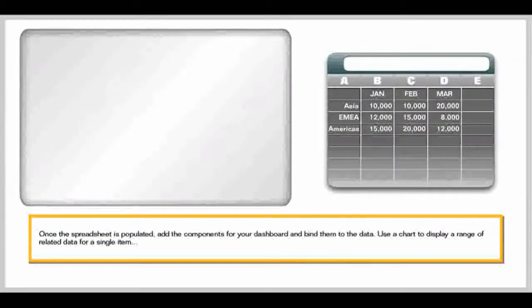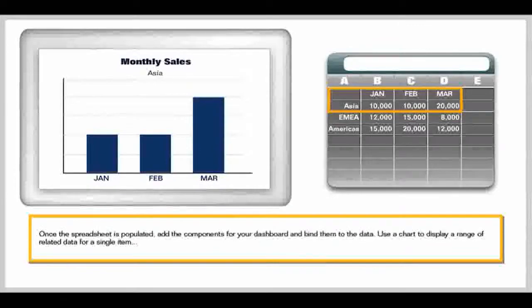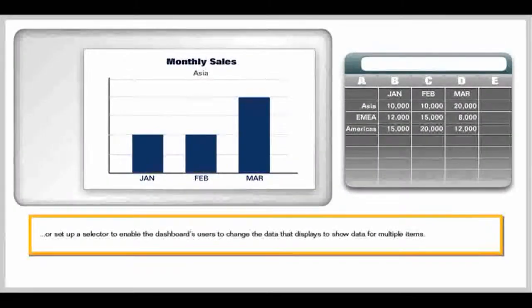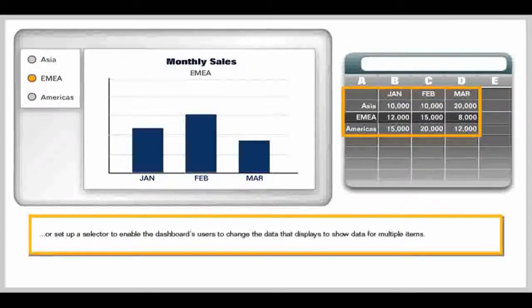Once the spreadsheet is populated, add the components for your dashboard and bind them to the data. Use a chart to display a range of related data for a single item, or set up a selector to enable the dashboard's users to change the data that it displays to show data for multiple items.